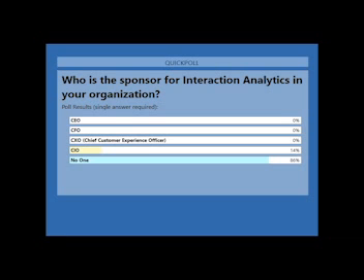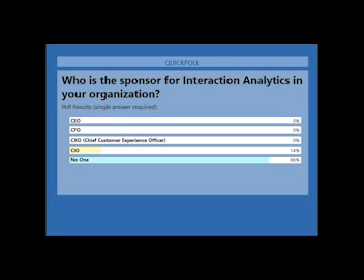It is really a brand new market. I know interaction analytics has been around a long time, but in the context of using it for this particular purpose, it's really brand new, right? So oftentimes organizations really don't know where to start and where to go and really who should be the sponsor.